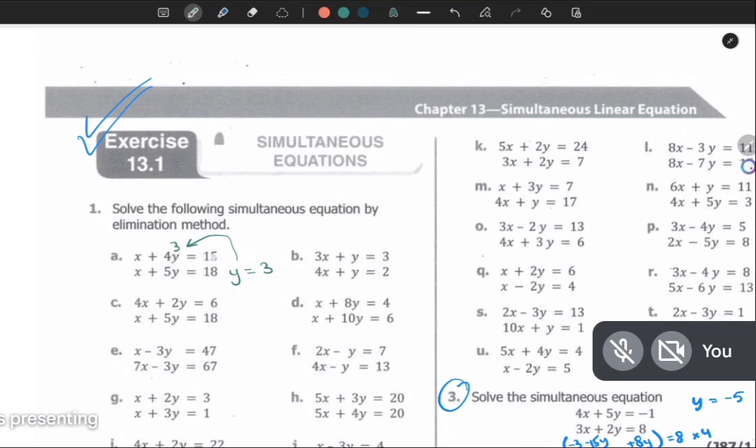So for example, let's put y here. So we get x is equal to negative 4 times 3 plus 15. ऐसा ही है, right? So what is the value for x? 15 minus 12, right? So x is equal to 3 and y is also equal to 3, right?